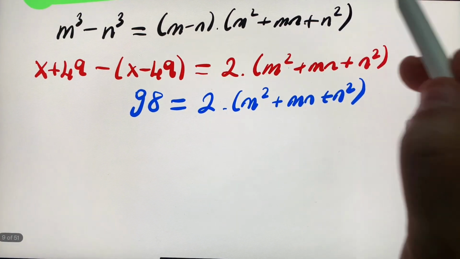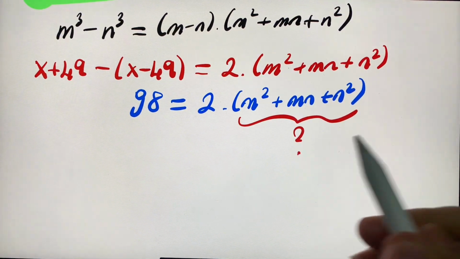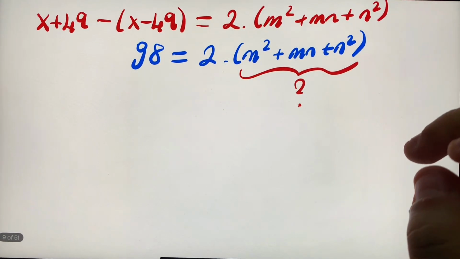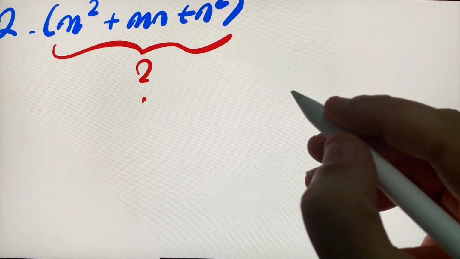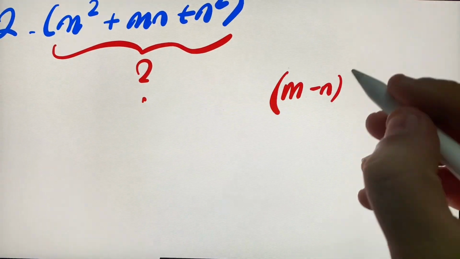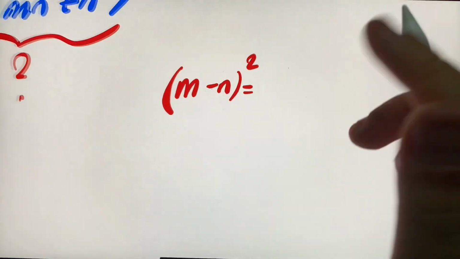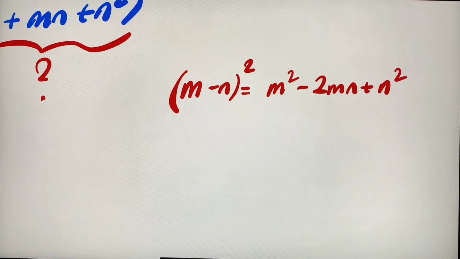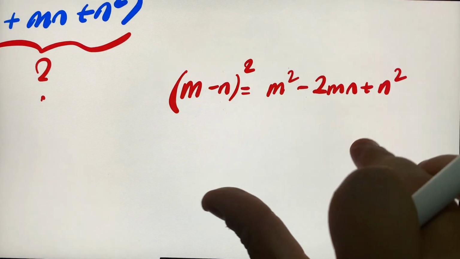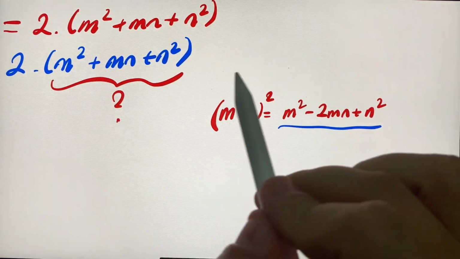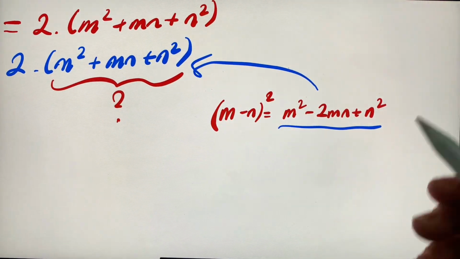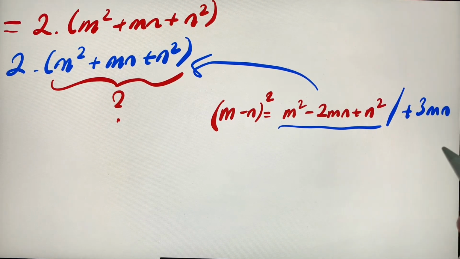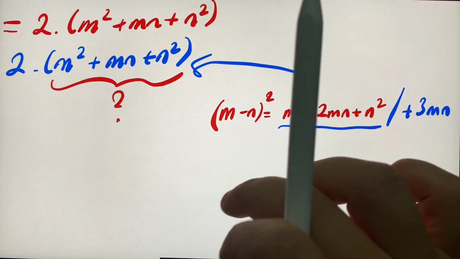Now what should my purpose be? It will be to obtain the expression here. So how can I get the expression here? Now let's focus here. Let's square m minus n. What comes when we expand? m squared minus 2mn plus n squared. Look at this. I have to try to make it look like this. What can I do if I add plus 3mn to this expression? I get the algebraic expression here.